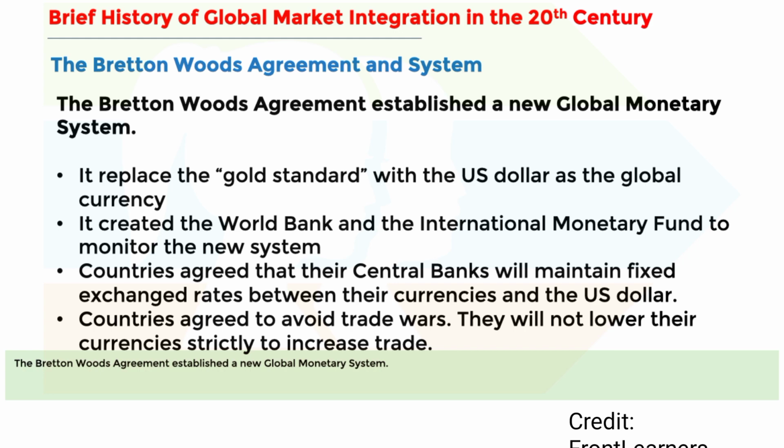The Bretton Woods Agreement established a new global monetary system. It replaced the gold standard with the US dollar as the global currency. It created the World Bank and the International Monetary Fund to monitor the new system. Countries agreed that their central banks will maintain fixed exchange rates between their currencies and the US dollar. Countries agreed to avoid trade wars. They will not lower their currencies strictly to increase trade.